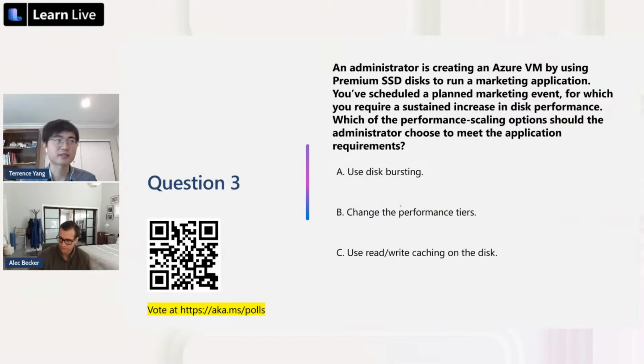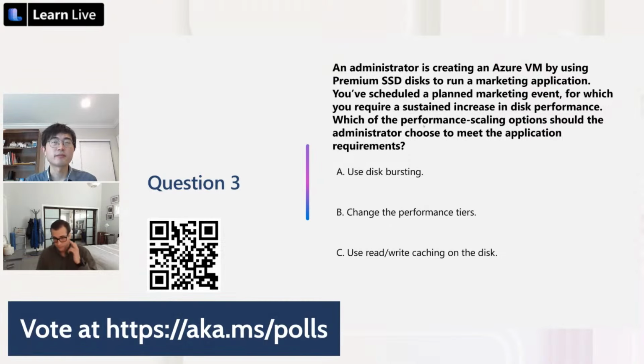Okay, last question. Number 3. An administrator is creating an Azure VM by using premium SSD disks to run a marketing application. You have scheduled a planned marketing event for which you require a sustained increase in disk performance. Which of the performance scaling options should the administrator choose to meet the application requirements?